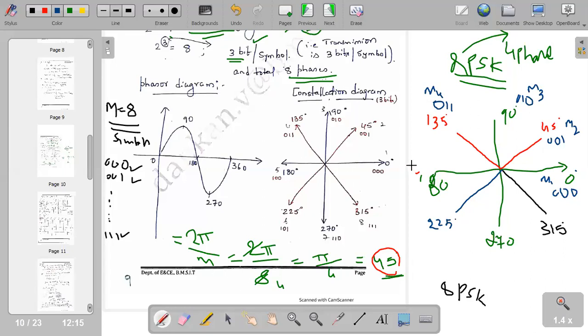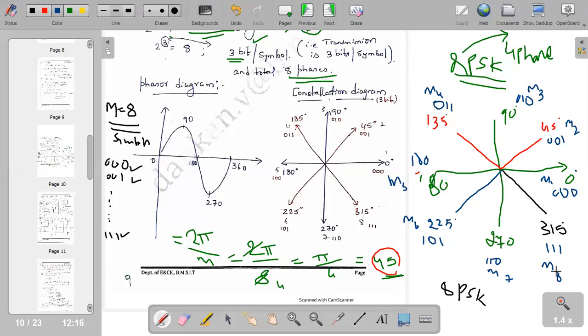And for 180 degree, we have the bit stream 100, and say message signal M5. And for 225, it is 101, and say message signal M6. And for 270, say it is 110, and message signal is M7. And for 315, it is the bit stream 111, and message signal, say it is M8.